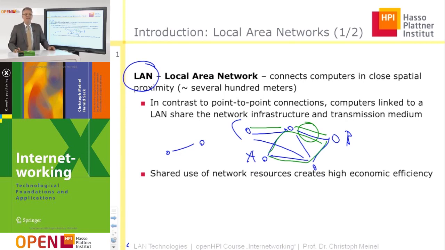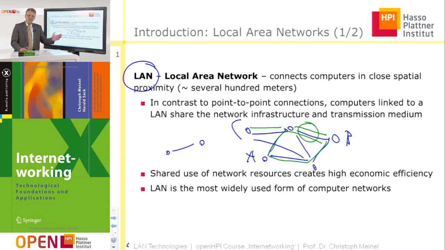So when the network infrastructure is shared, the network resources are of course used in a highly economic way. We can connect many computers to each other, and we do not need so much network infrastructure. In such a one-to-one situation, each pair of computers needs its own connection. And if we have n computers, we need n squared such connections. These local area networks are the most widely used form of computer networks.